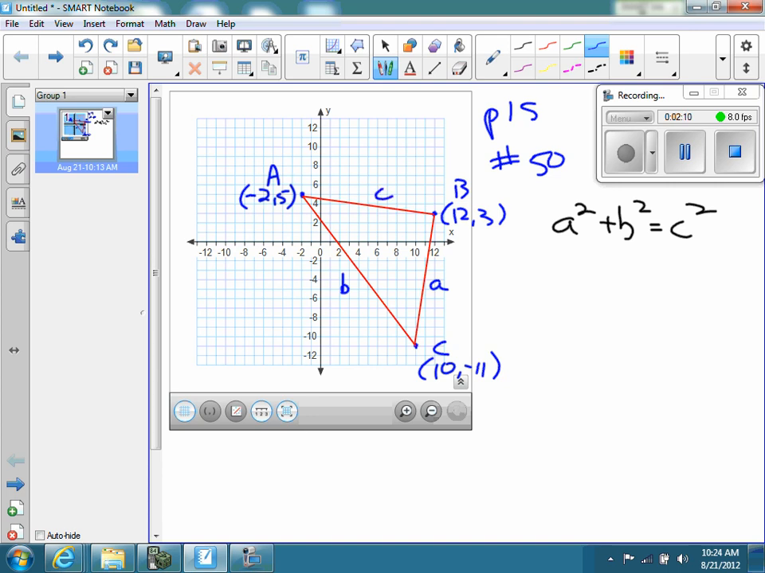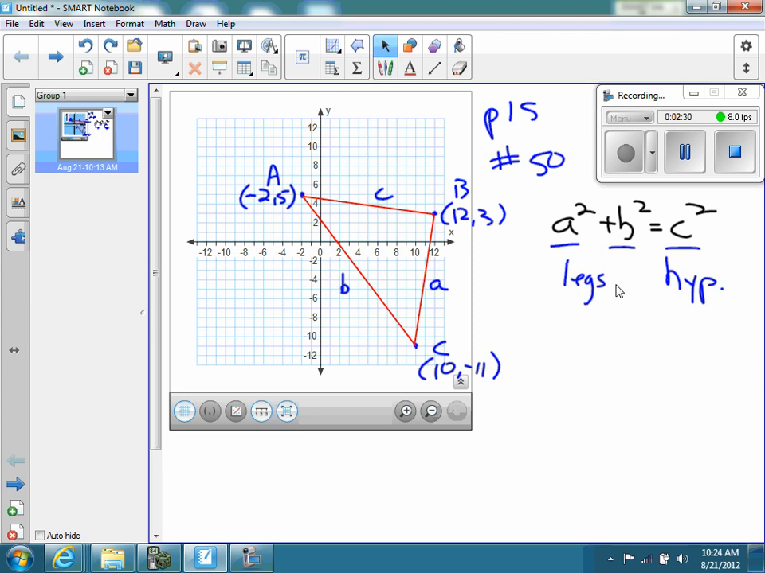Now, I need to point out they gave me points A, B, and C. It might not be the same as the A, B, and C in the Pythagorean theorem. The main thing I need to know with the Pythagorean theorem is that this is the hypotenuse, and these two are the legs. Once I figure out the sizes of the different sides, I'll be able to figure out which one's the hypotenuse, and then see if it is in fact a right triangle.